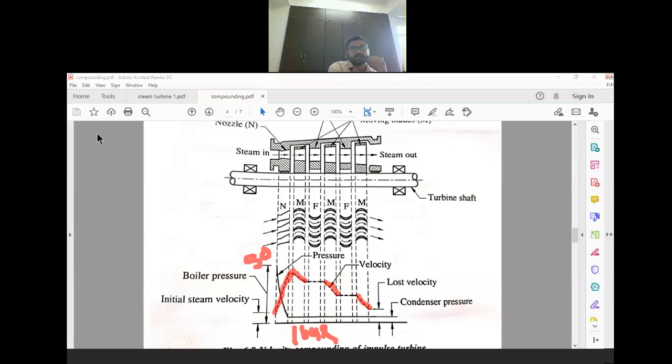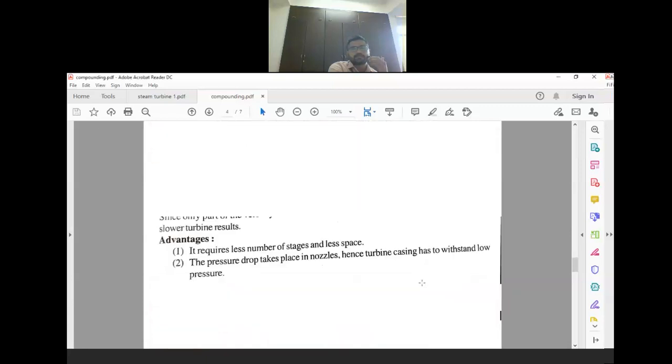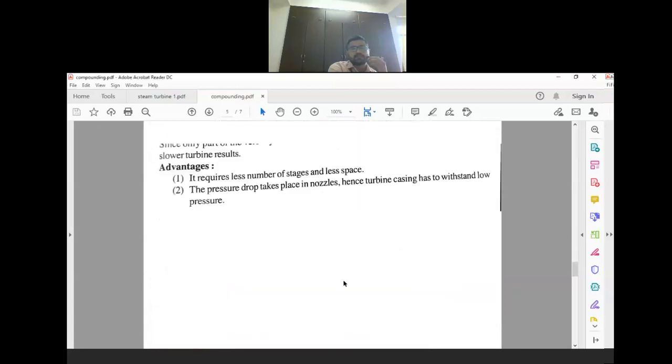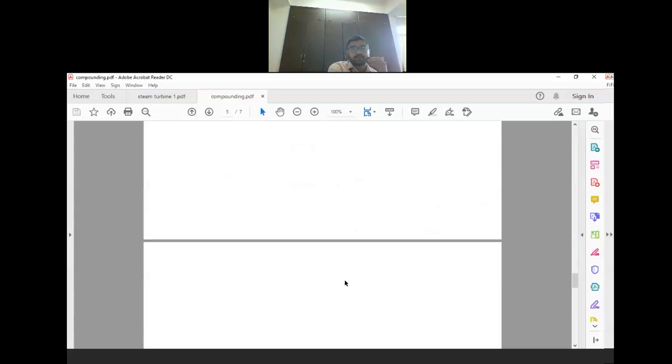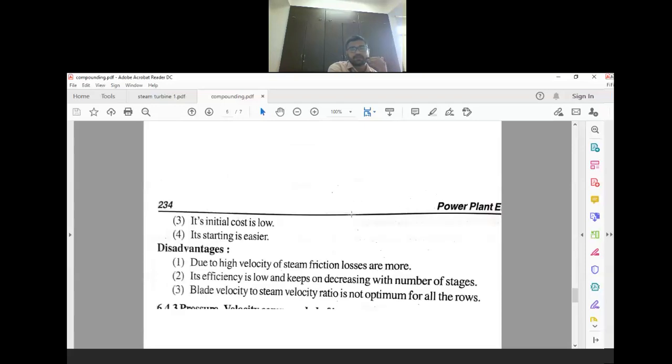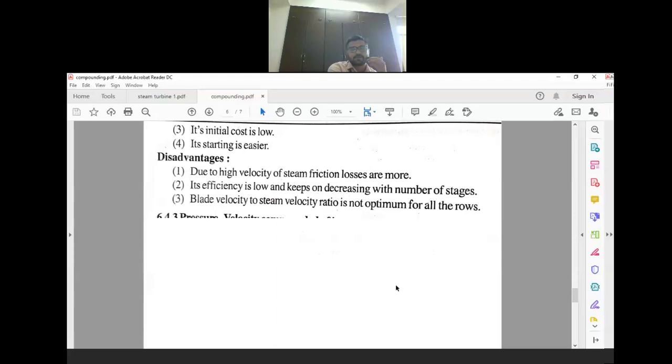Now here are some of the advantages. It is less costly and needs less space, but losses are more. Here you can see friction losses are more. Its cost is less, but losses are more in this.